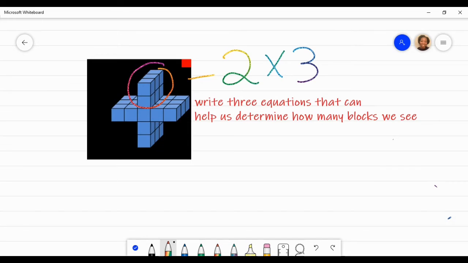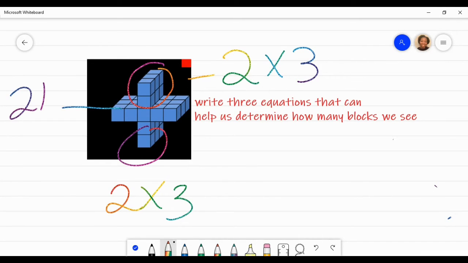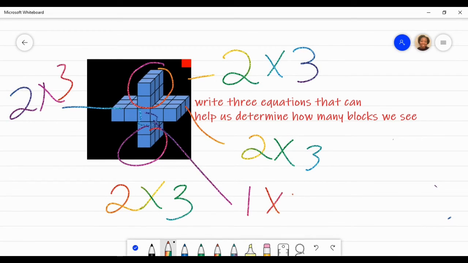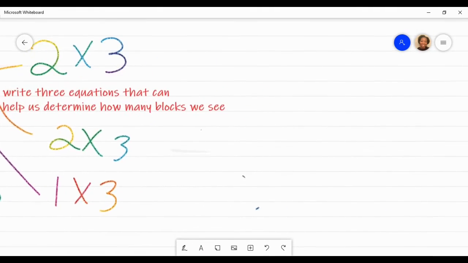So if the top is 2 times 3, I know that the bottom is 2 times 3, and so are the sides. 2 times 3, 2 times 3, and then what we're missing is this box right here, which is 1 times 3. So I would have them make an order of operations question and explain it. So they can move it over.